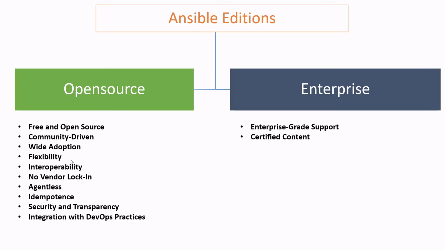So Red Hat does that kind of work. It certifies some content, and certified content is what you can see there on the Red Hat website. You can download it, and you are assured that these contents are good to use. Other than this, Enterprise Edition also provides you features such as role-based access control.